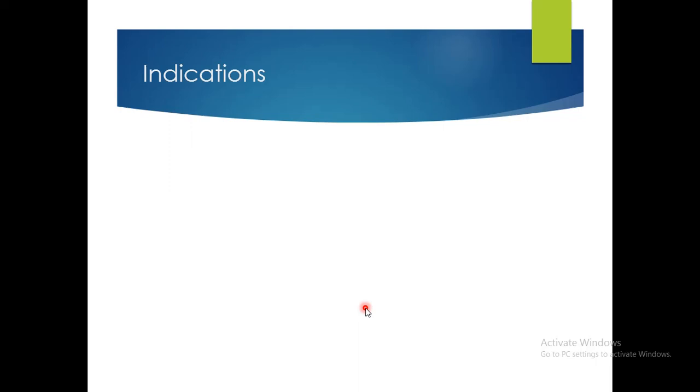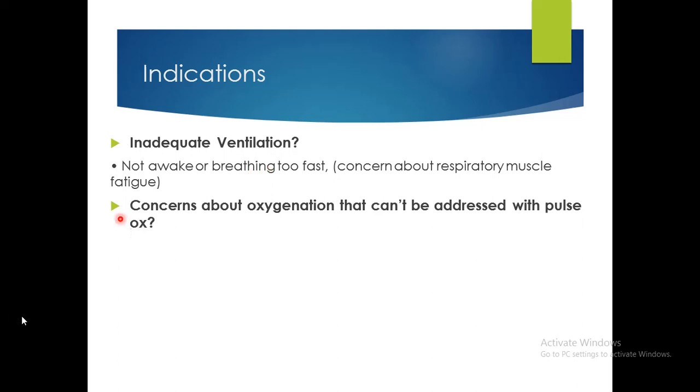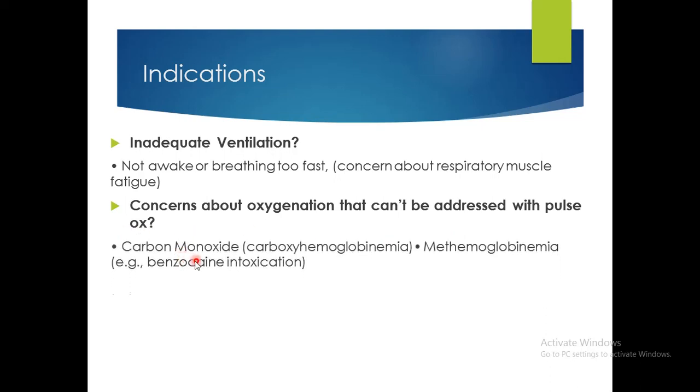What is the indication for this test of arterial blood gases? The indications include: number one is inadequate ventilation, which can be in case of unconsciousness or breathing too fast, that is hyperventilation, and concern about respiratory muscle fatigue. The second indication is concern about oxygenation, which cannot be addressed with pulse oximetry. For example, in carbon monoxide poisoning there is carboxyhemoglobinemia, and methemoglobinemia in case of benzocaine intoxication.